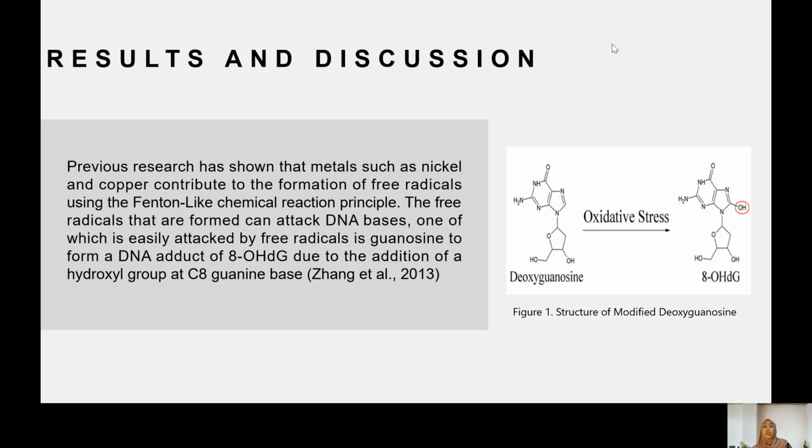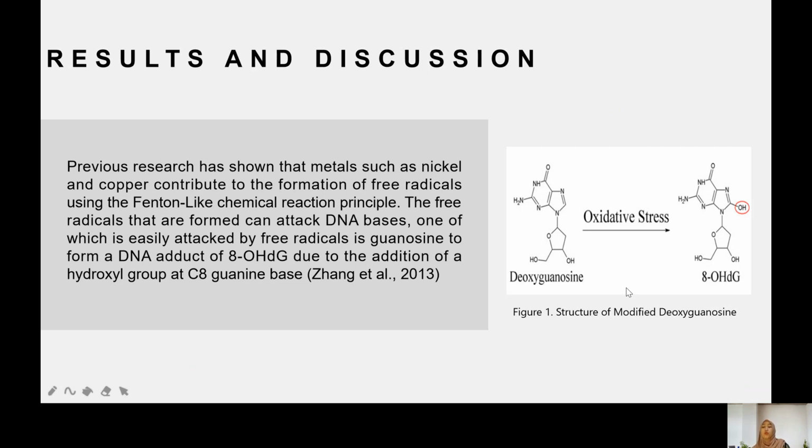Okay, for results and discussion, previous research has shown that metals such as nickel and copper contribute to the formation of free radicals using the Fenton-like chemical reaction principle. The free radicals that are formed can attack DNA bases, one of which easily attacked by free radicals is guanosine, forming the DNA adduct 8-OHdG due to the addition of a hydroxyl group at the C8 of the guanine base.